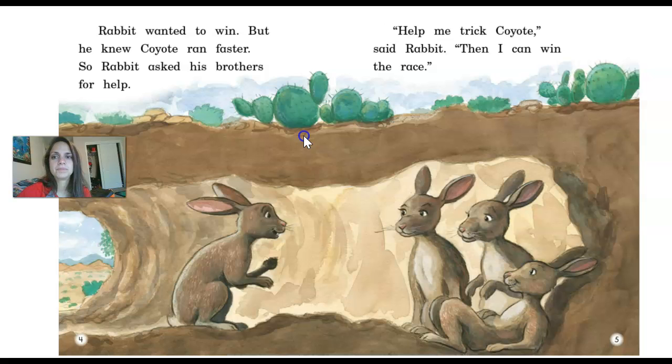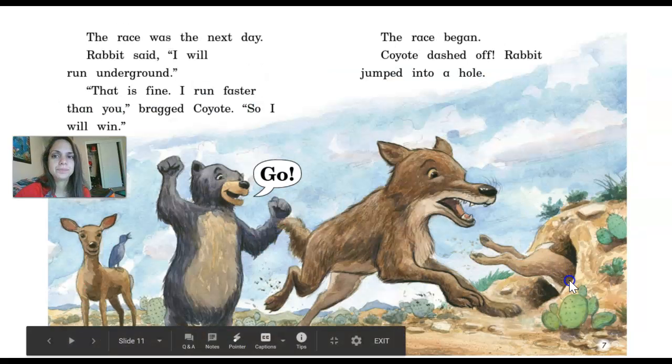Let's check our reading. As readers, are we reading the base word all the way through to the end, to the suffix? Wanted. Are we making sure our words make sense? But he knew. Here's another word that has a base word all the way through to the suffix. But he knew Coyote ran faster. Faster. Make sure you're reading all the way through to the end of your words, matching your words on the page. Go ahead and read on.